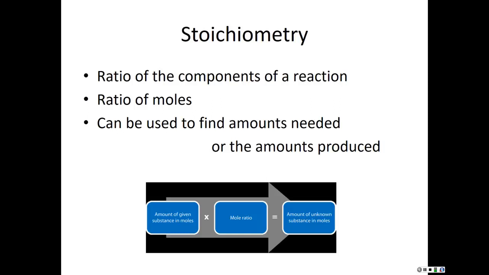So if I start with 4 moles of NiCl4 and I want to find how many moles of Cl2 I can make, I need the relationship here to do that conversion. Well, this is what stoichiometry is. It's the conversion between them, the ratio.